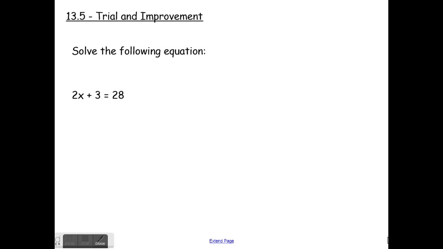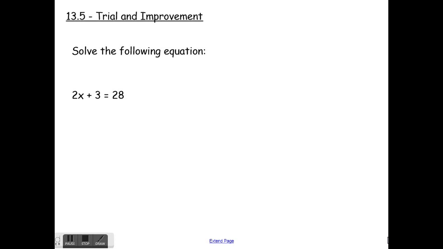From our substitution and elimination work. Okay? And we're going to cover trial and improvement, is what it's called. So basically, trial and improvement means guess and check. That's what it means. Okay?